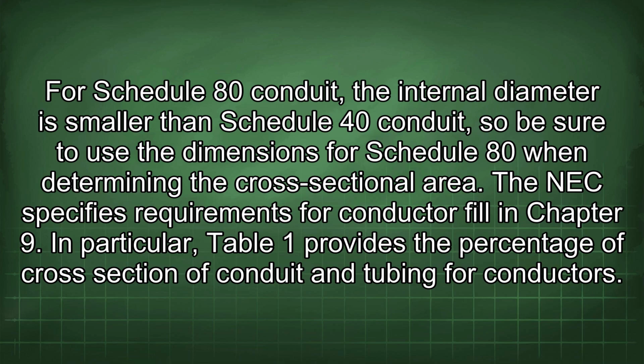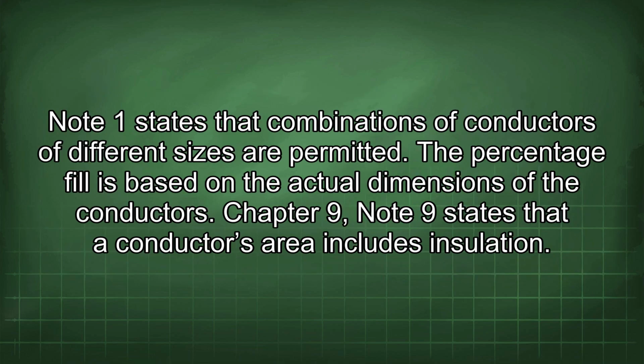The NEC specifies requirements for conductor fill in Chapter 9. In particular, Table 1 provides the percentage of cross-section of conduit and tubing for conductors. Note 1 states that combinations of conductors of different sizes are permitted. The percentage fill is based on the actual dimensions of the conductors. Chapter 9, Note 9 states that a conductor's area includes insulation.